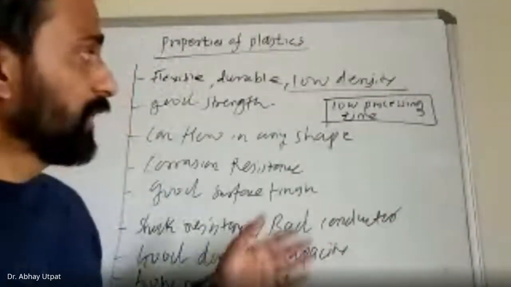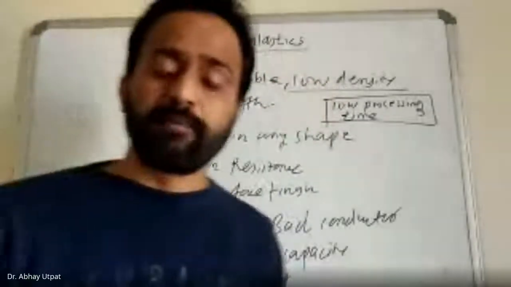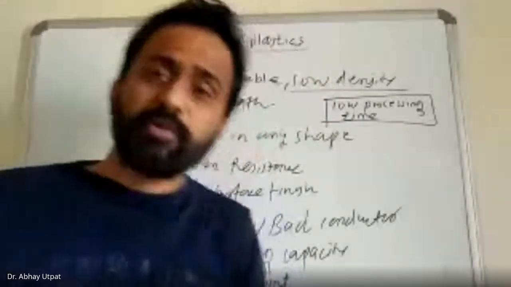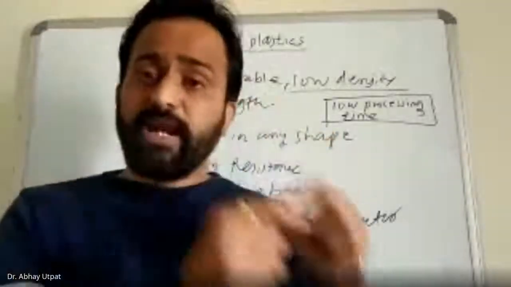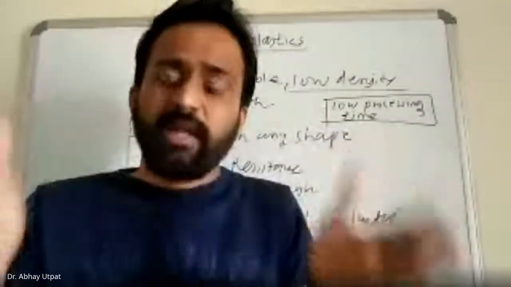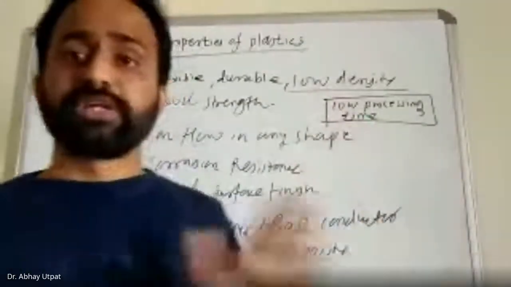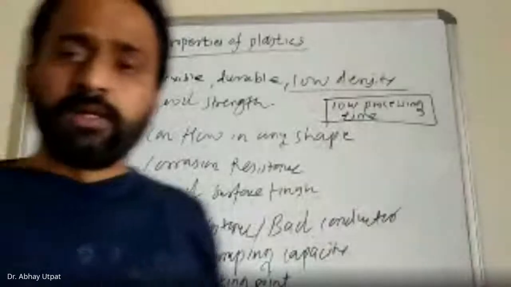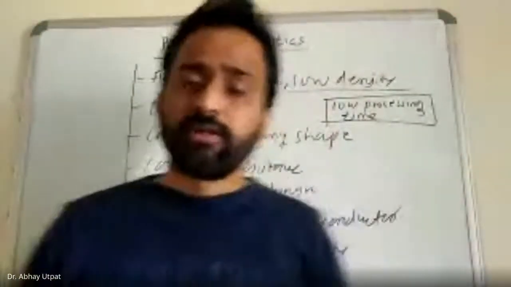And this one, low processing time. If you are making any component by metal, wood or any other material, and you measure the time period from start to end, then plastic components have very low processing time. For your kind information, in case of mass production by injection molding, thousands of parts are produced in one shift.